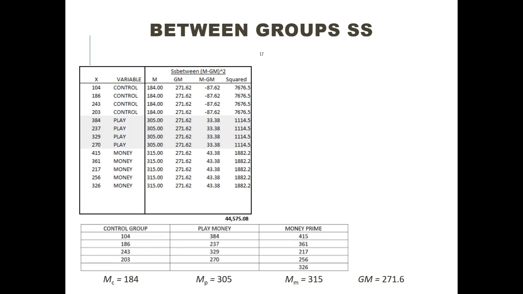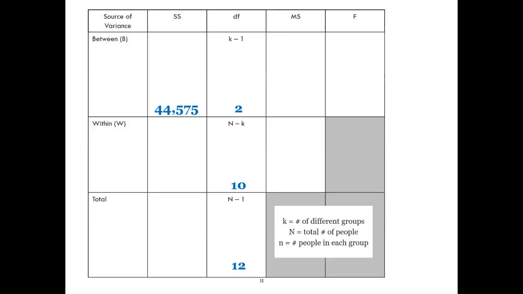So on the next slide, I'll show you the total 44,575.08 and put it into the ANOVA table. But here's just a list, a layout of my calculations for my between groups sums of squares. So now I'm going to take that number, my between groups sums of squares, and I'm going to add it to the ANOVA table, as you can see here. Added it to our chart.